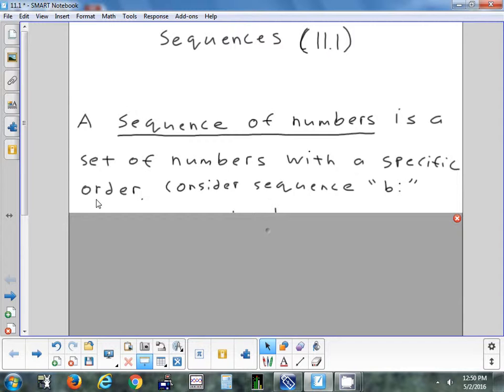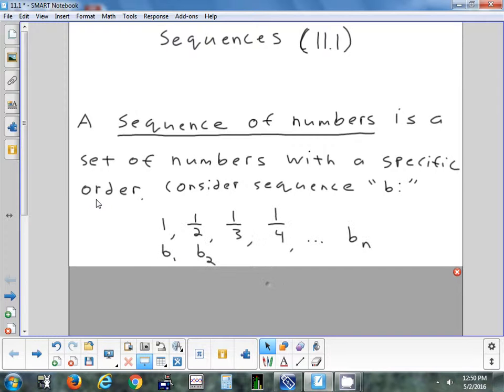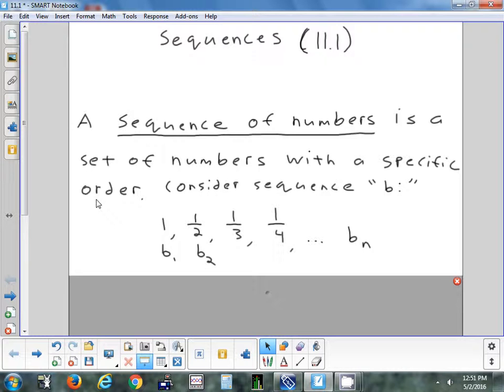All right, so first of all, a sequence is a set of numbers with a specific order. When we name a sequence, we usually use a lowercase letter. Any lowercase letter is fine. And then to identify a term in the sequence, you use the name of the sequence and then a subscript with the position you want to know. So the first term in sequence B is called B sub 1. The second term in sequence B is B sub 2. B sub 3, B sub 4, all the way up to B sub n.